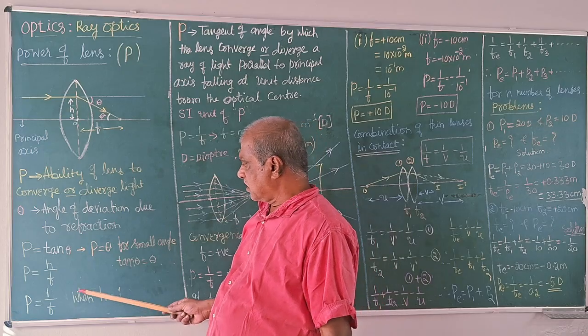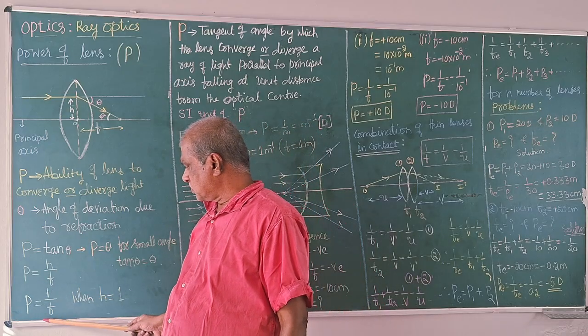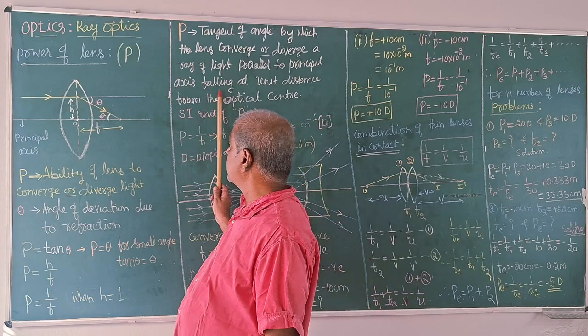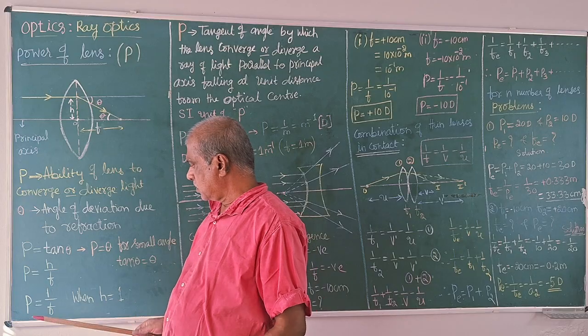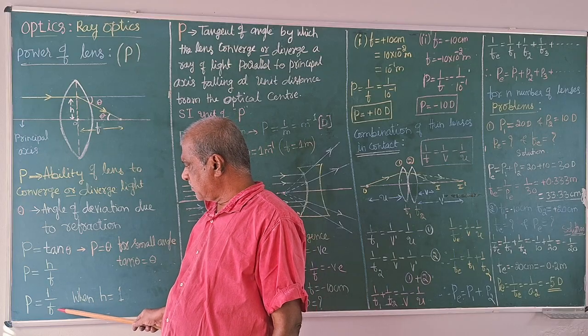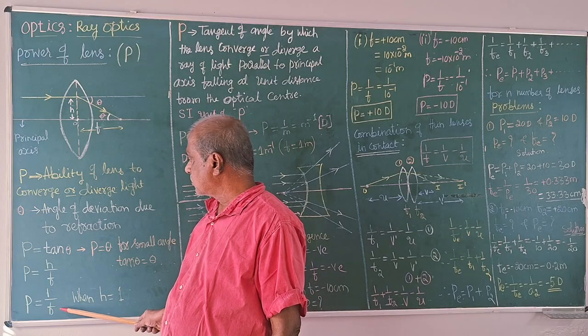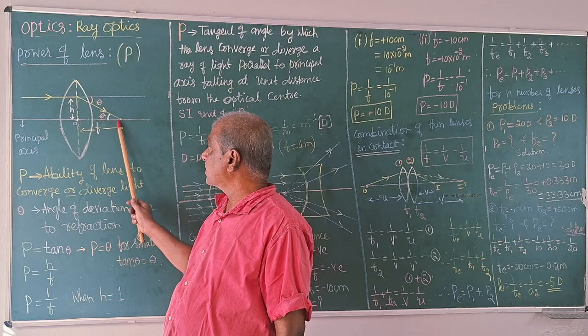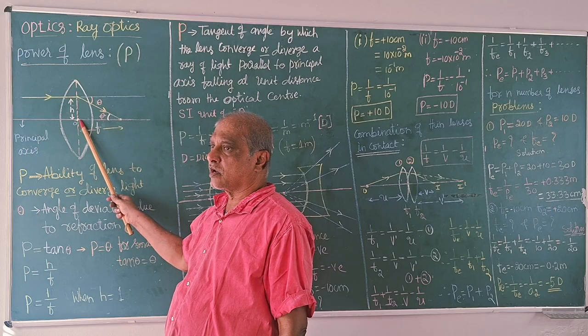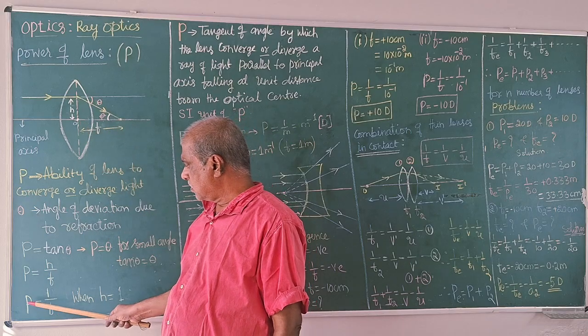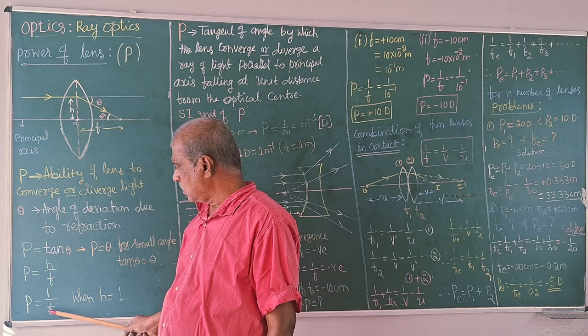The mathematical definition is P equals 1 by f. It is a definition in words. So 1 by f is the inverse of focal length. Power is inversely related to the focal length. The higher the focal length, the lower the power, and vice versa.